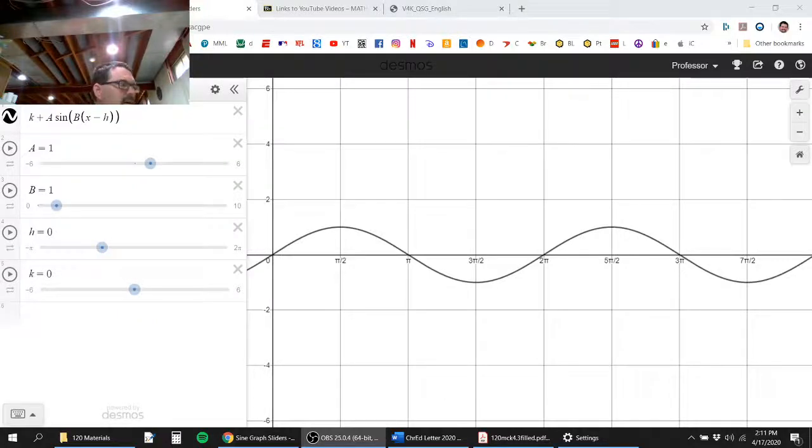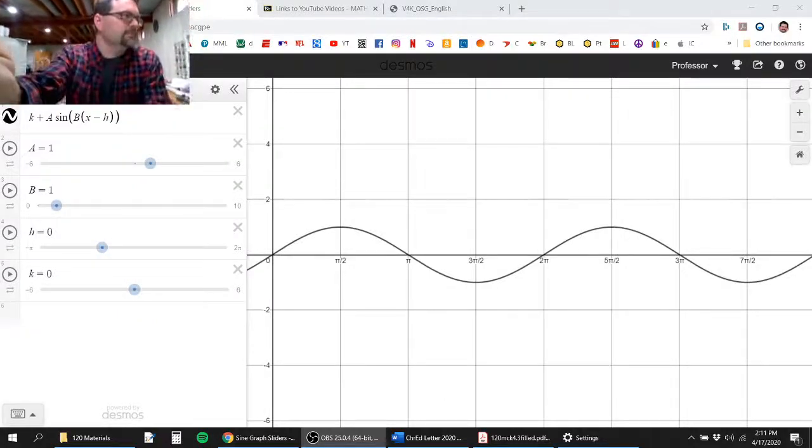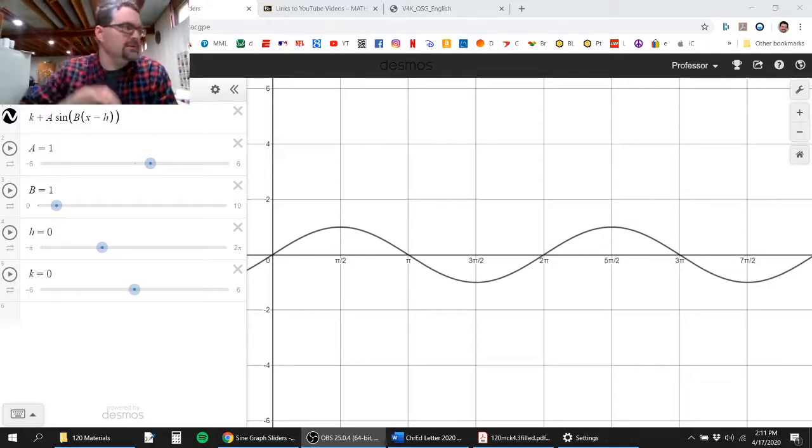All right. Here we are for 4.3. And what I actually want to go back to, something I didn't go back to for 4.2. We looked at this at first to see how amplitude changes things. So here's our generic sine function. And we've talked about what the capital A does, changes the amplitude.